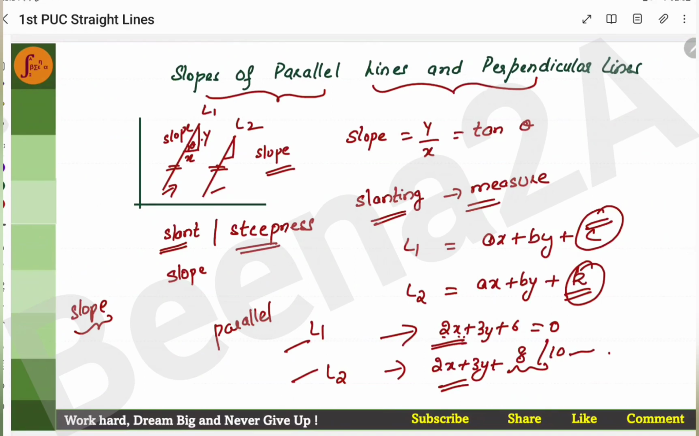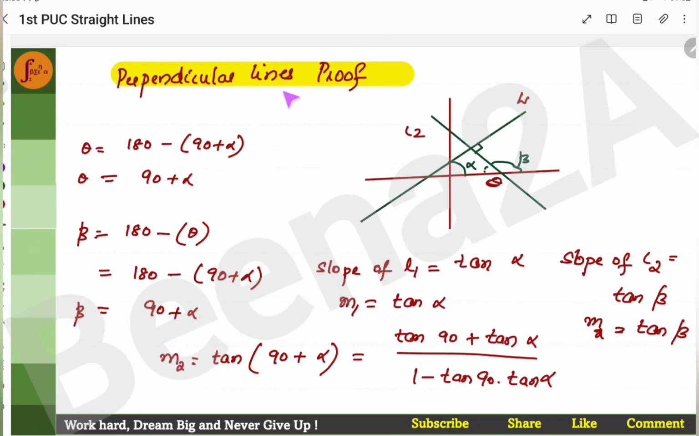Now similarly, slopes of perpendicular lines. How do you know that the lines are perpendicular? And what will be the slopes for perpendicular lines? For perpendicular lines, m1 into m2 will be equal to minus 1. So if you multiply both the slopes, say you have two lines here. This is line L1, this is line L2. If you take the slope of L1 as m1 and the slope of L2 as m2, when you multiply both of these, you should get minus 1. If you get minus 1, then it means that both the lines are perpendicular.